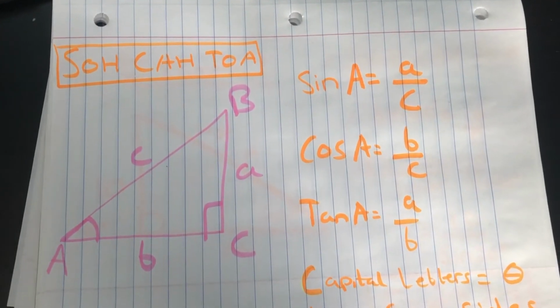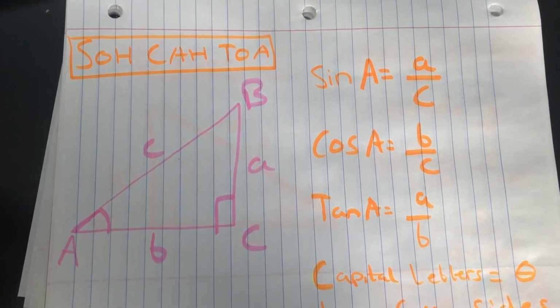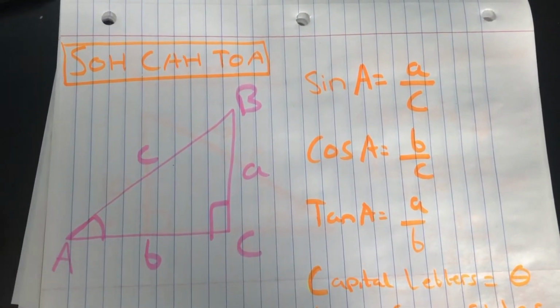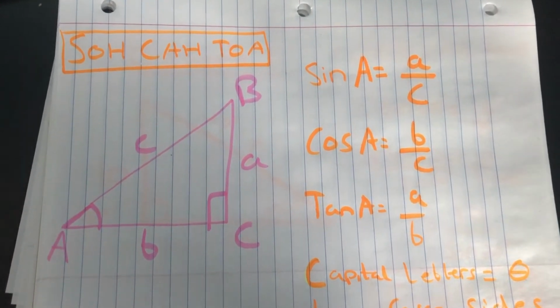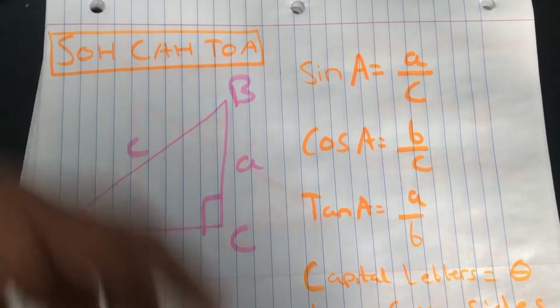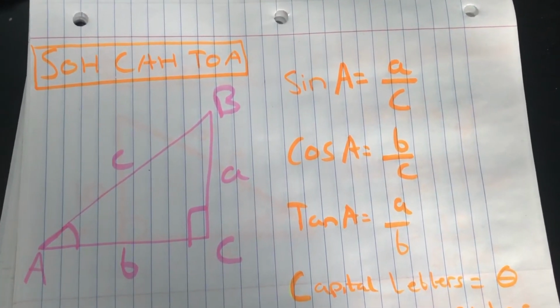So if you guys want to pause the video right here and see how these ratios work with the angle A. You can also use any other angle and do the same thing with that. But not any other angle. You can use angle B, not C, because it's a 90-degree angle. Now time for some examples.